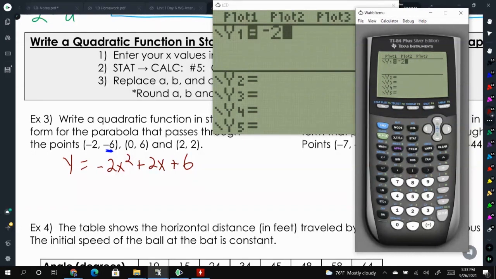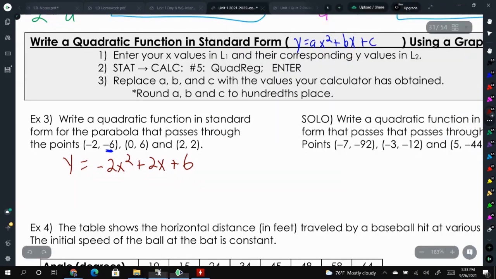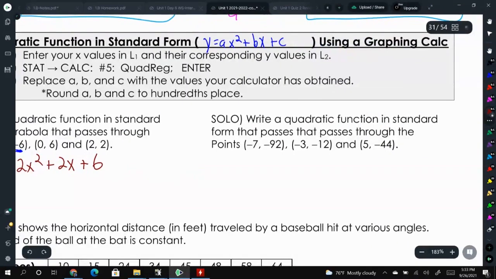You could go back here and do negative 2x squared plus 2x plus 6, and the same thing will happen. It's just while I'm in that screen, I might as well just do it. And you don't have to check your work. I just think it's useful. Why not? If you have the option, if you have the tools in front of you, just do it.